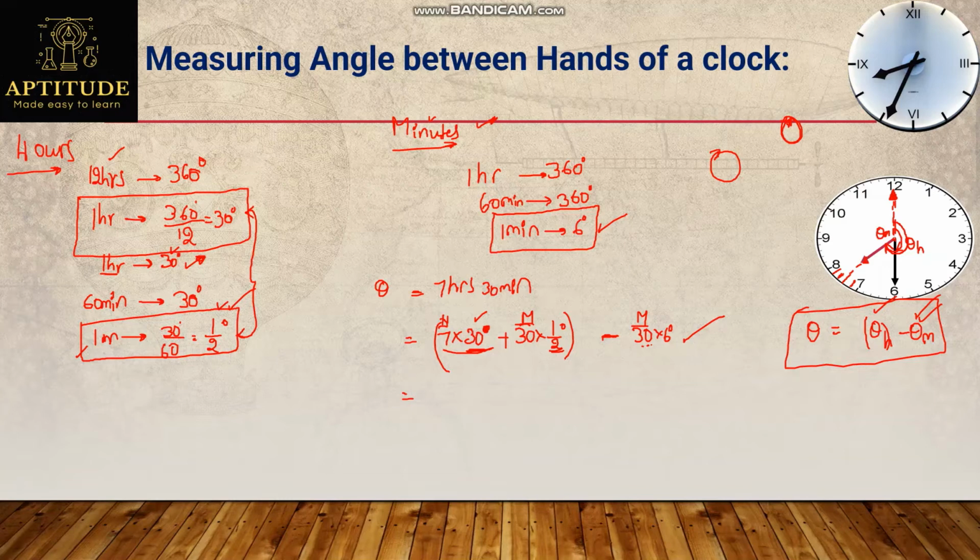So what I can say now, I'll write it as 7 into 30 degrees. And from these two minute terms, the same number of minutes, 30 minutes and 30 minutes, I'll take 30 common and I'll take minus 30, to get a positive value between the brackets. If I take minus 30 common, I'll get minus half plus 6. So I'll be getting 30 degrees into 7 minus 30 degrees into 6 minus half, which is nothing but 11 by 2.